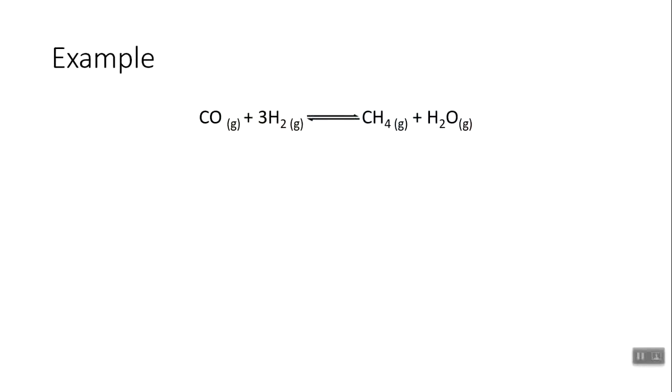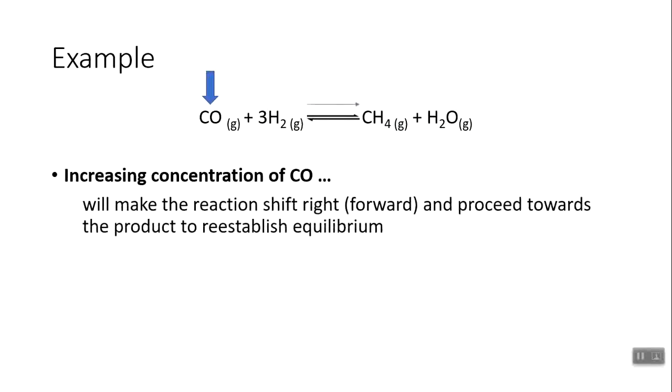So here is our reversible reaction at equilibrium. If we increase the concentration of carbon monoxide, which way will the reaction shift? So think about it. There's too much reactant, so it's going to push it to the other side. It's going to push away, so it's going to make the reaction shift right.